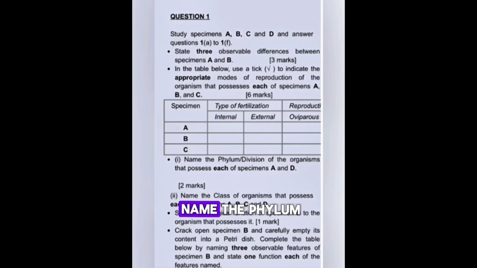We are also going to name the phylum or the division of the organisms that possess specimen A and specimen D. We are also going to name the class of the organisms that possess each of the specimens, and then we're going to state the biological function of specimen B, the egg of a domestic fowl, to the organism that possesses it.